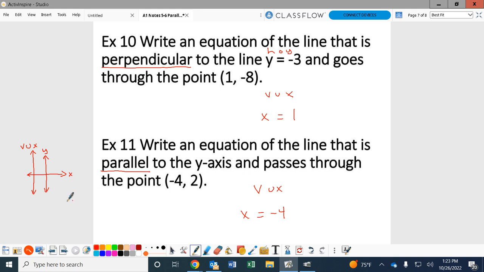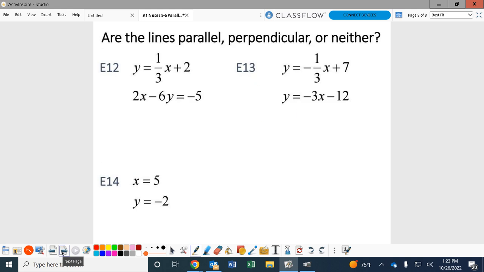Okay, last thing then, guys. We need to decide if these lines are parallel, perpendicular, or neither. Neither, however you say it. Okay, what is the only thing we care about when we're looking for lines to be parallel, perpendicular, or neither? It is their slope. In this first one, it is in slope-intercept form, and the slope is 1/3.